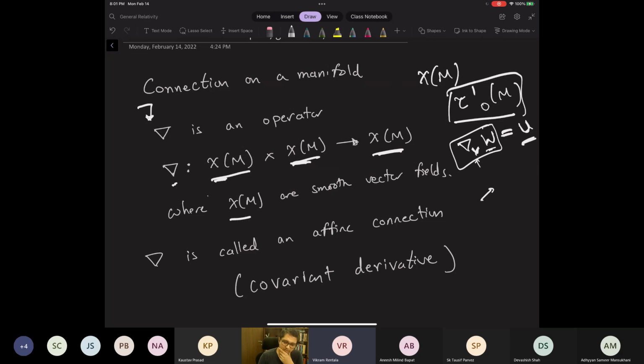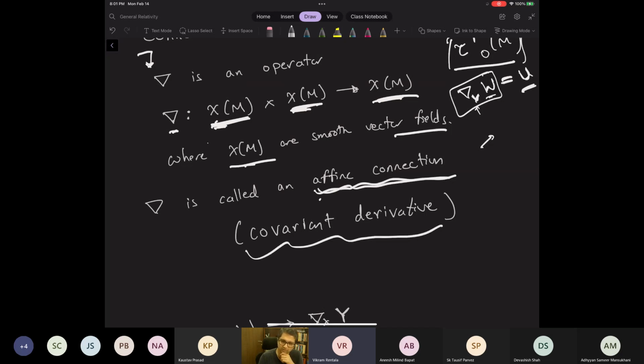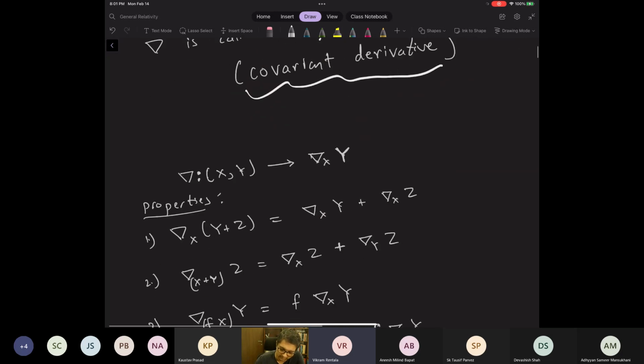So these chi m are smooth vector fields. If this delta satisfies certain properties, then it's called an affine connection. It takes two vector fields as input and returns a third vector field. Mathematicians call it an affine connection. Physicists call it a covariant derivative. So let's define what this derivative is.